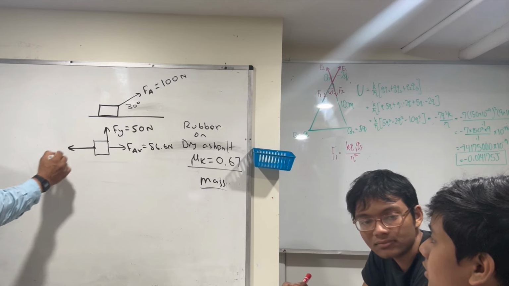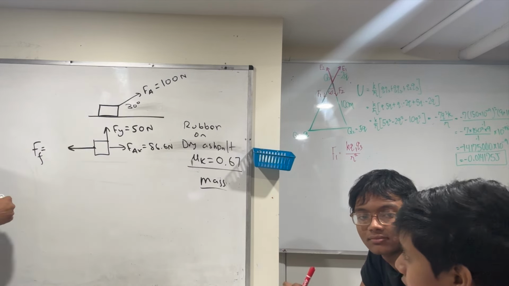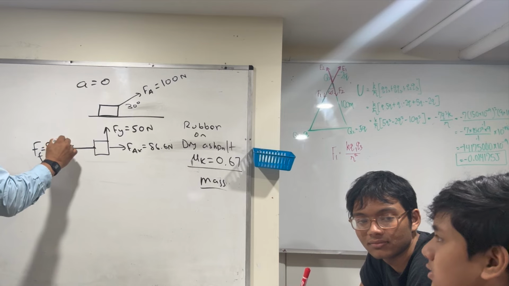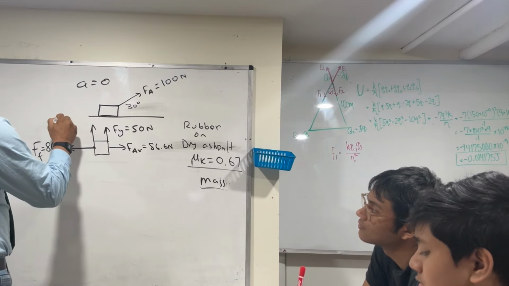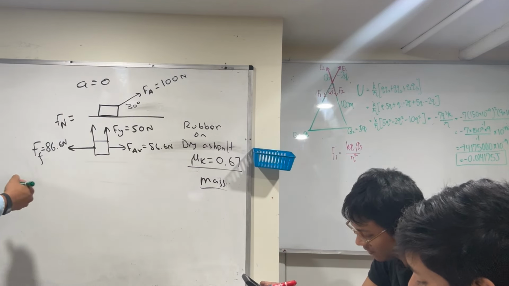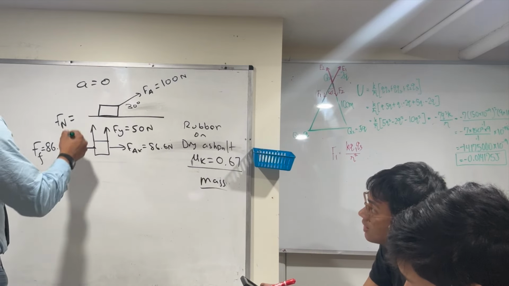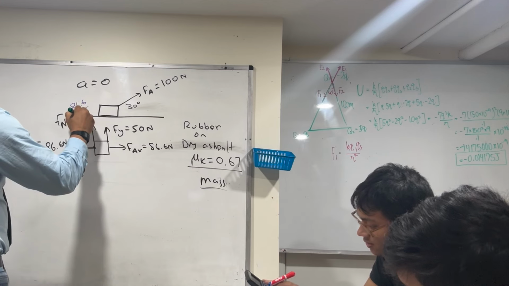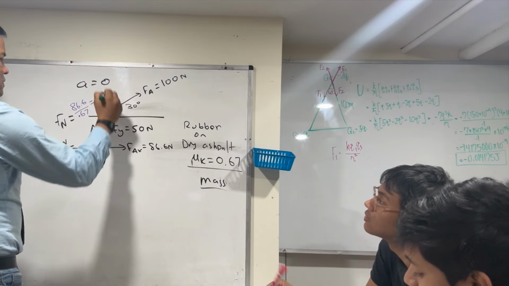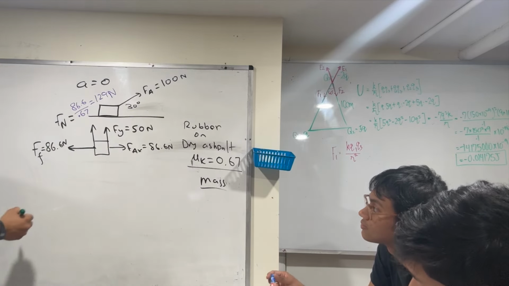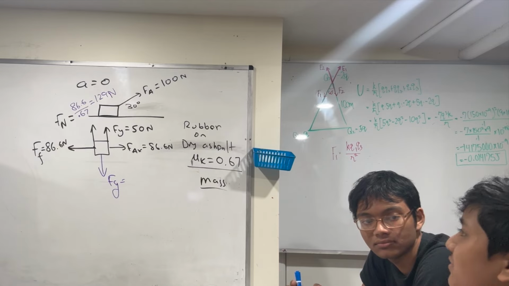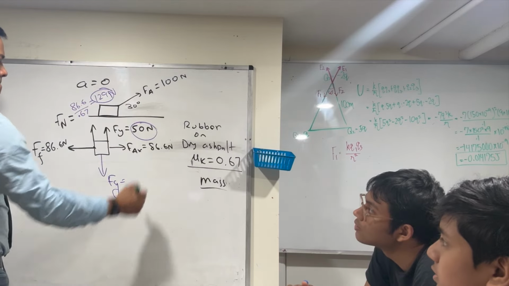NYU, what is FF? Since it's moving at a constant velocity, FAX is equivalent to FF, but in the opposite direction. Brown, what is FN? FN is 86.6 over 0.67, which is 129.2 newtons. And NYU, what is FG, the weight? It's the sum of FN and FY, which is 179 newtons.